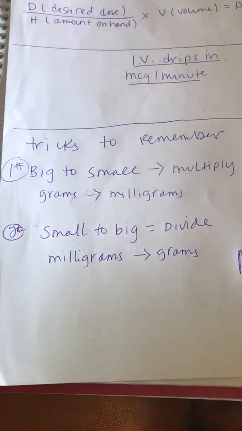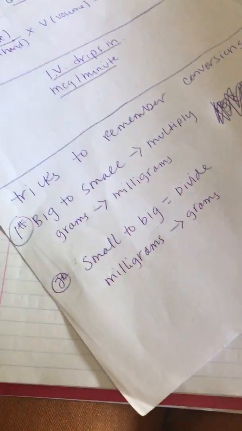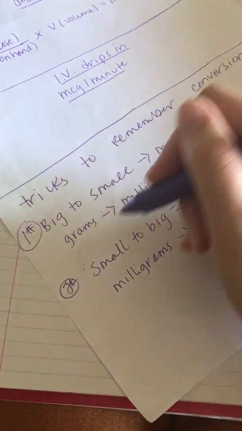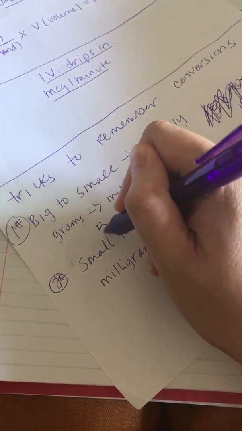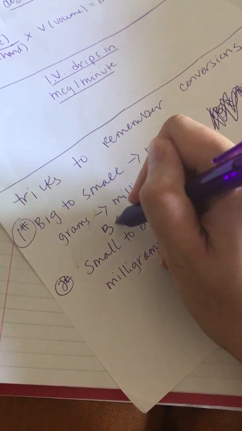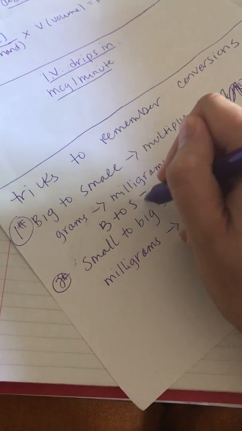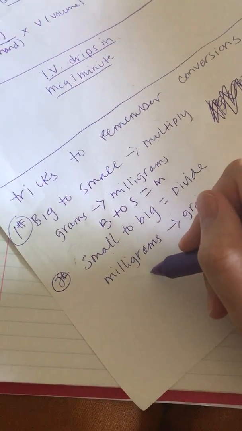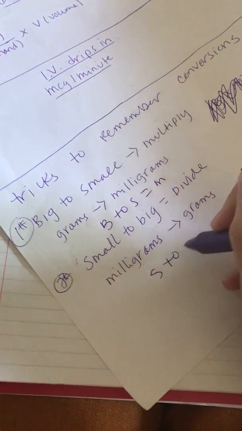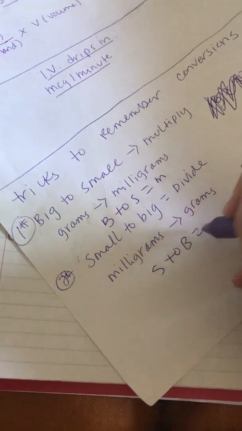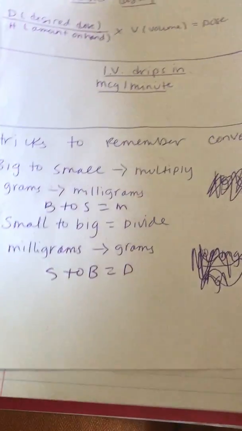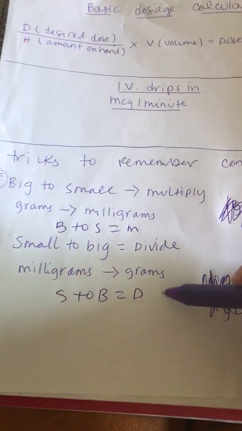This is the way that I write it out. I know you don't have to write it completely out, but this is the way I would remember this. I would remember B to S equals M, and S to B equals D. That's just my little trick to remembering that.